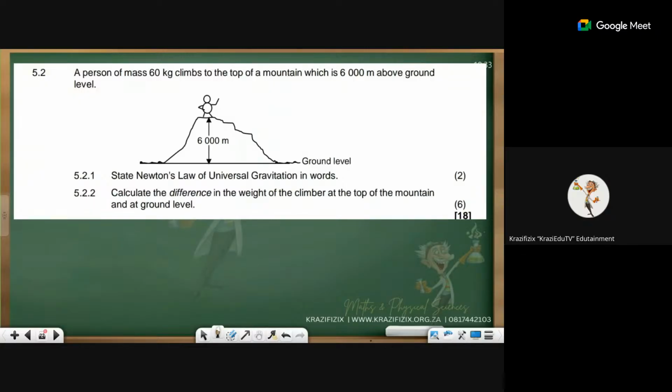A person of mass 60 kg climbs on top of a mountain which is 6,000 meters above the ground level. State Newton's law of universal gravitation. Can I skip that? Yes, that's on you. Calculate the difference in weight of the climber at the top. Do you know what weight is? Yes, thank you. Right.